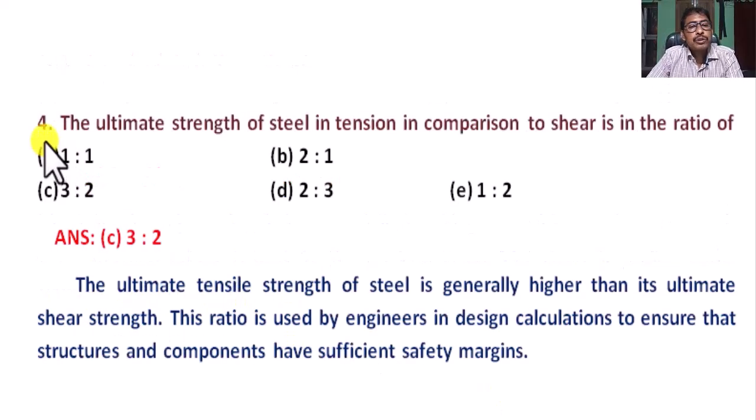condition. Question number 4. The ultimate strength of steel in tension in comparison to shear is in the ratio of: option A, 1:1; option B, 2:1; option C, 3:2; option D, 2:3; option E, 1:2. Correct answer is option C, 3:2. The ultimate tensile strength of steel is generally higher than its ultimate shear strength. This ratio is used by engineers in design calculations to ensure that structures and components have sufficient safety margins.